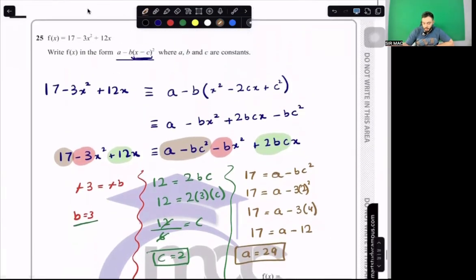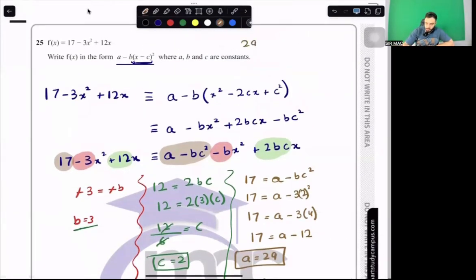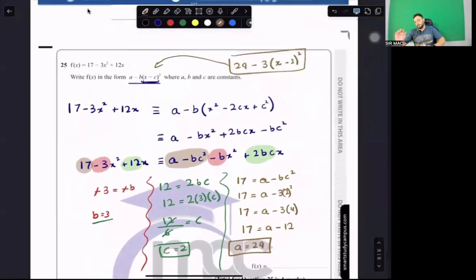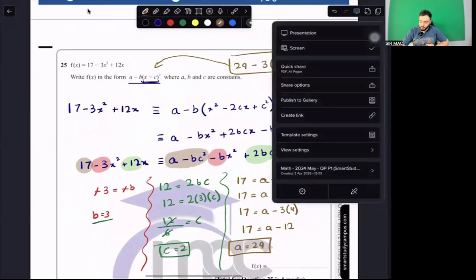After getting all the values, just plug it in like this: 29 minus 3 times x minus 2 squared. That's the form, and that's the solution. 4 marks.